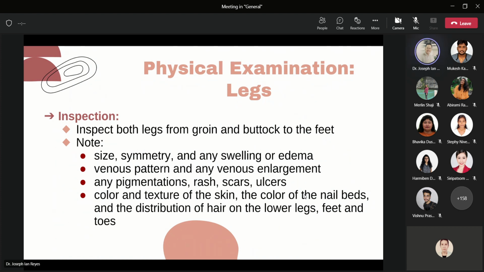Venous pattern and venous enlargement should be noted, especially in patients who have those varicose veins. Yeah. Then pigmentations, rash, scars, and ulcers. Note the color and texture of the skin, nail beds, and distribution of hair on the lower legs, feet, and toes. So for any ulcerations in the foot, any markings or previous scars, you should ask your patient what happened to that.